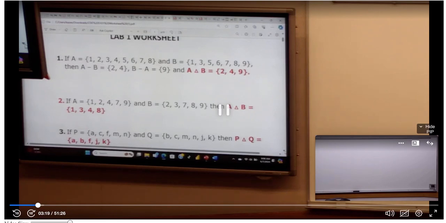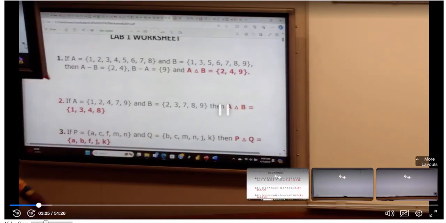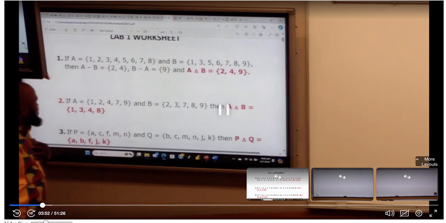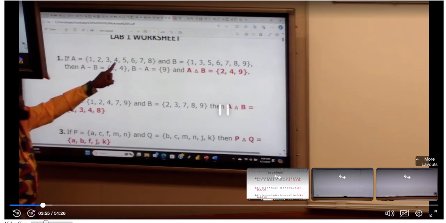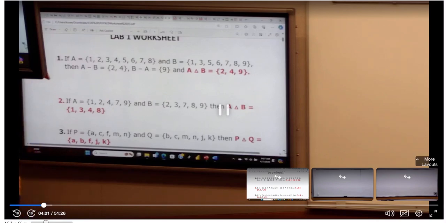You have a set A, you have some numbers listed, and you have set B. How do we figure out A minus B? A minus B is actually talking about the complement of set B in set A. So what are the elements that are in A, but not in B? If you compare them, 2 and 4 are right here, and I don't think they are here. Is there any question about this? That's how to do that.